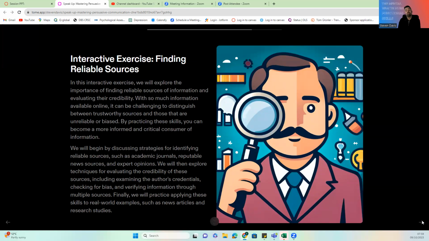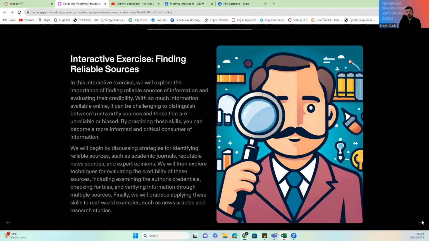In this task, we want you to find reliable sources. In this interactive activity, you will explore the importance of finding reliable sources of information and evaluating their credibility. While so much information is available online, it can be challenging to distinguish between trustworthy sources and those that are unreliable or baseless. By practicing those skills, you can become a more informed and critical consumer of information.